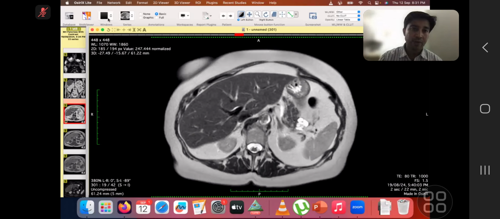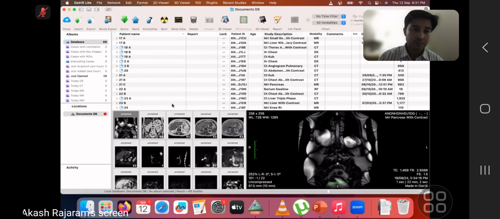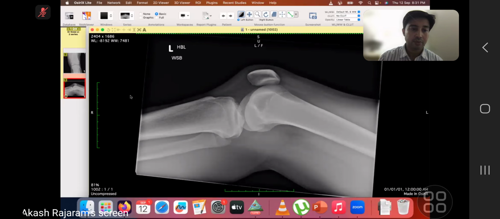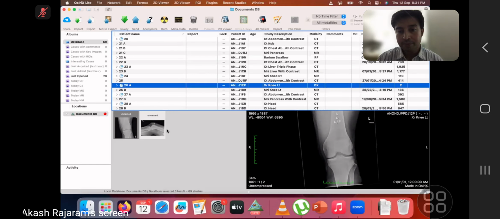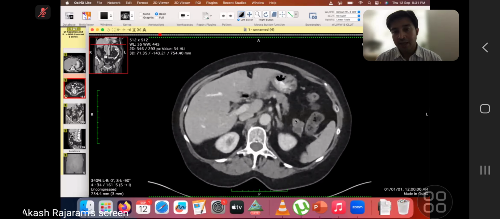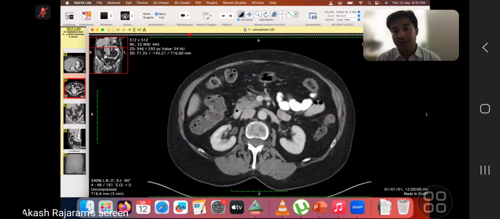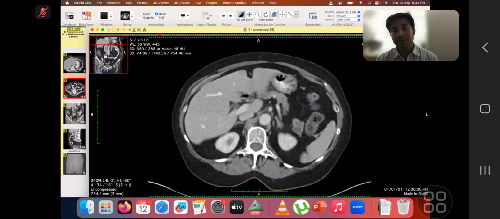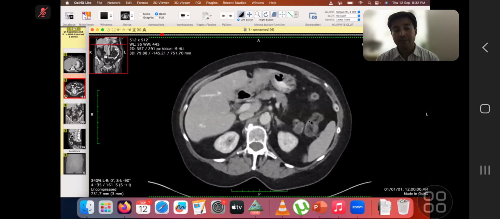So this case, let me go back to the CT. Yeah, in the CT, you're seeing that there's a cystic lesion. The patient has some non-specific symptoms, and we did a CT, and there is a cystic lesion in the region of the tail of the pancreas. This is a contrast enhanced CT. You're seeing some thin septations within the lesion. There is no enhancing solid component seen within the lesion.